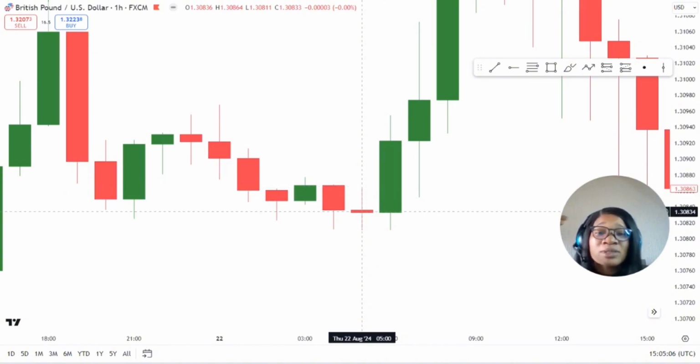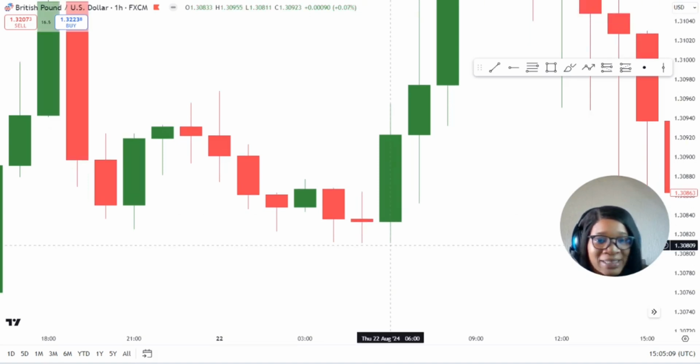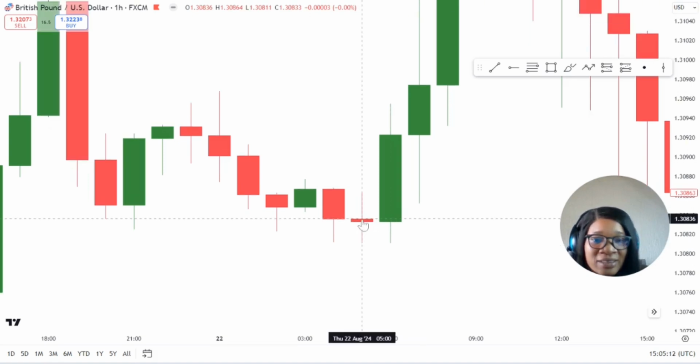sellers managed to still sell and take control of the market, but not by a wide margin, right? Which is why the body of the candle is not as large. It's showing you that at the end of the day, the sellers were in control of the market, but not by a large margin.